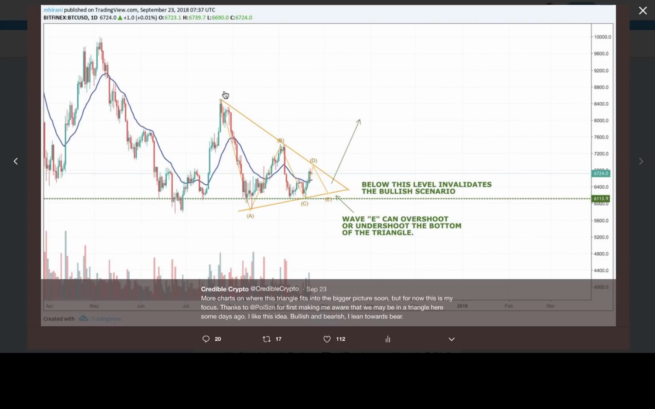Now in this case, as you can see, we have our A wave starting from up here instead of down here, and that gives us A, B, C, D, E, and then we'd break up above the last high of about 7.4 thousand, which was right here. So in this case, which is the bullish case, the E wave is again not allowed to go below C. So 61.13 is the invalidation point for the bullish case. And we'd expect to make a dip and then break upwards here.